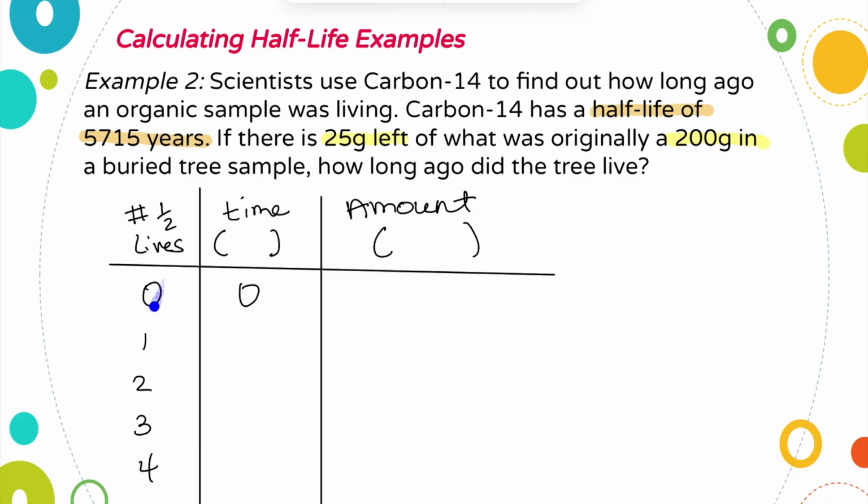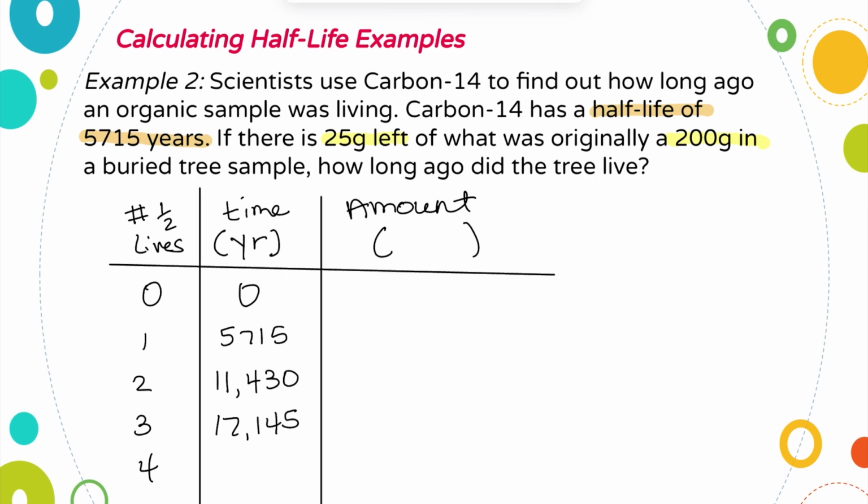I am going to look at half-lives. My time, I was told my half-life is in years. And so we have time 0. And as each half-life passes, I'm going to add another 5,715 years. So I've got 5,715, and then I can add another 5,715. So that would be 11,430 plus another 5,715.